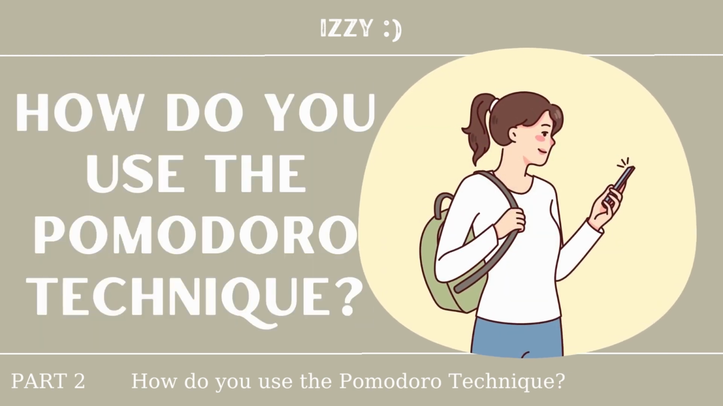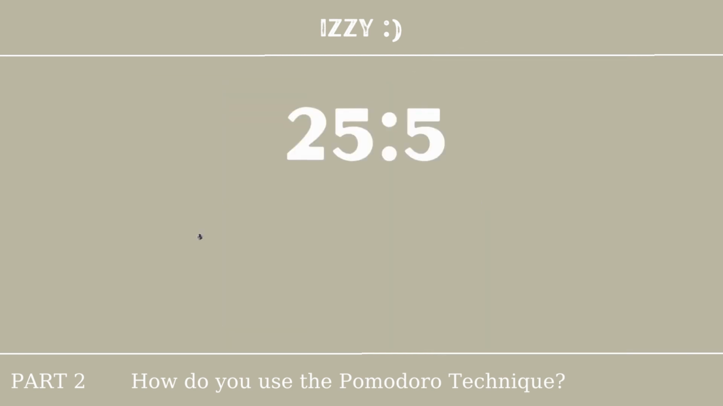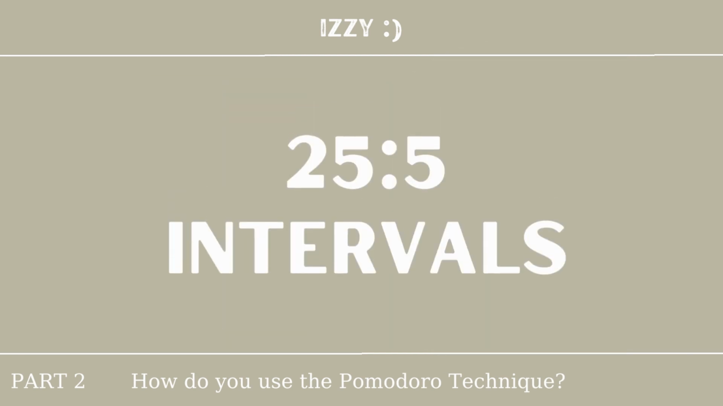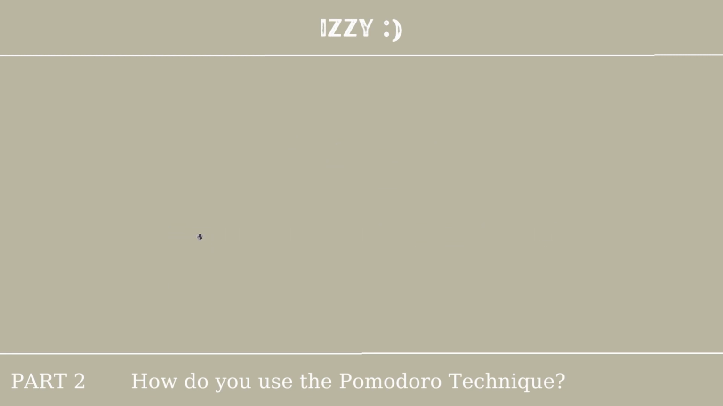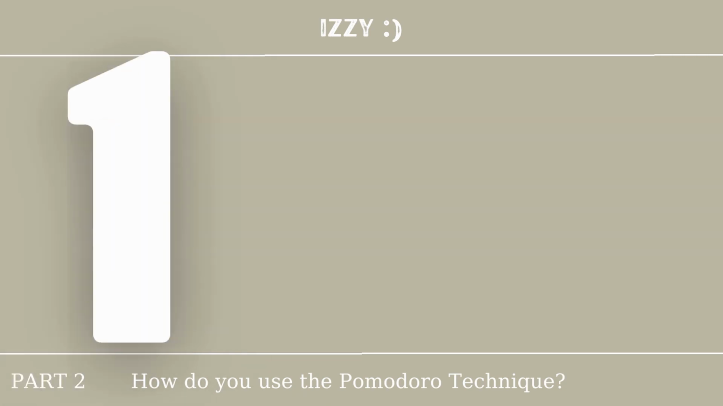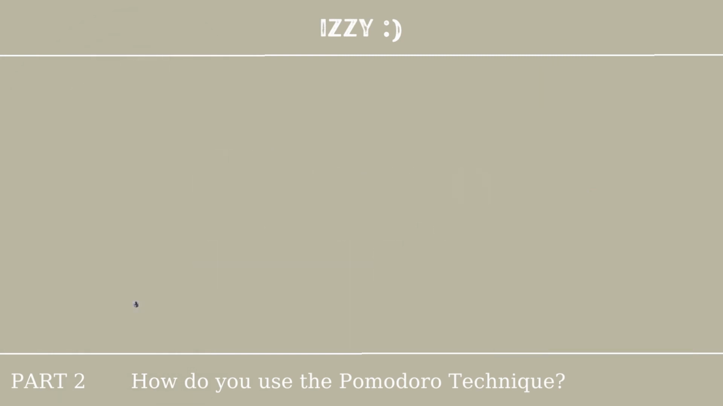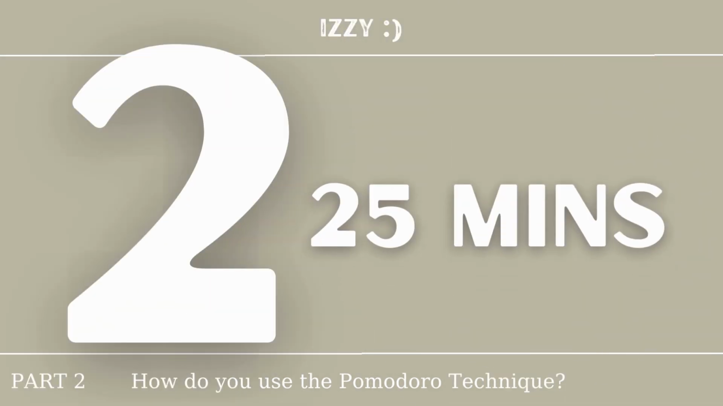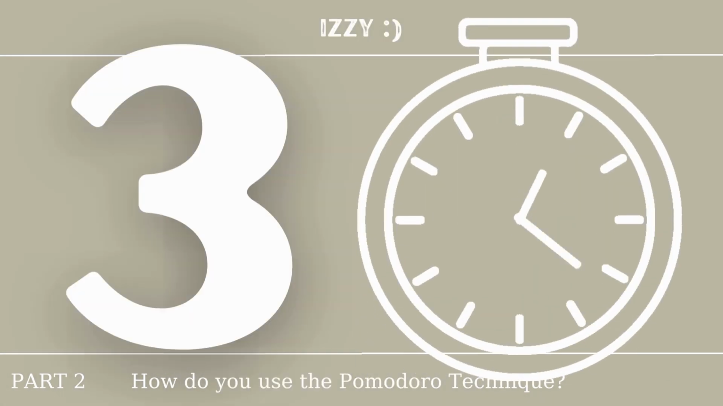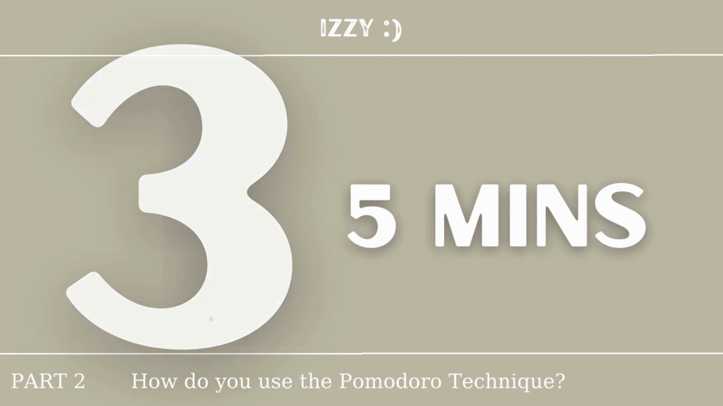How do you use the Pomodoro Technique? Well, we now understand and know that the technique is simply based on working in 25-minute work intervals and taking a 5-minute break. To do the Pomodoro Technique, first choose a single task or project to focus on. Then set a timer for 25 minutes and start working on this task. When the buzzer sounds, take a 5-minute break.